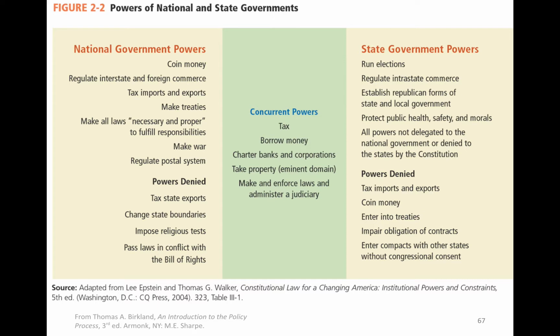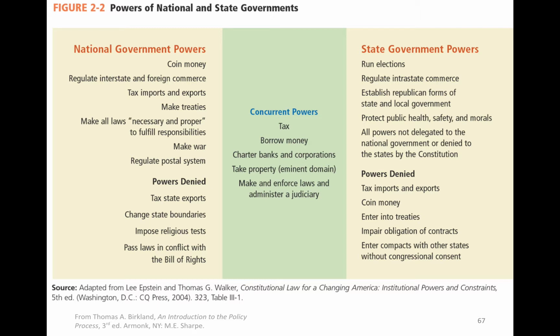This is a graphic from the government textbook. You can see on the left-hand side national or federal government powers. That is a small list from Article 1, Section 8, and then some powers that are denied to the federal government. So the Constitution says that the federal government is not allowed to place tariffs when goods move between states. Some concurrent powers are in the middle, things like taxing, chartering banks and corporations, and eminent domain.